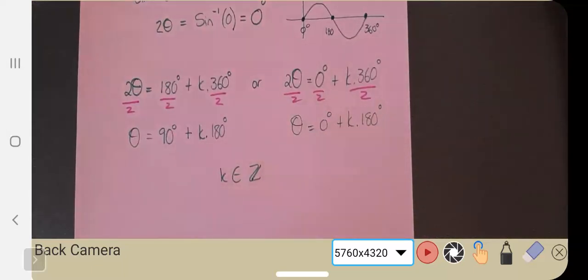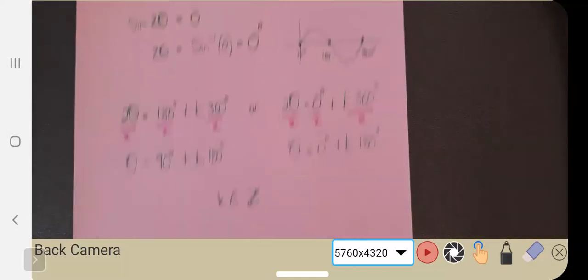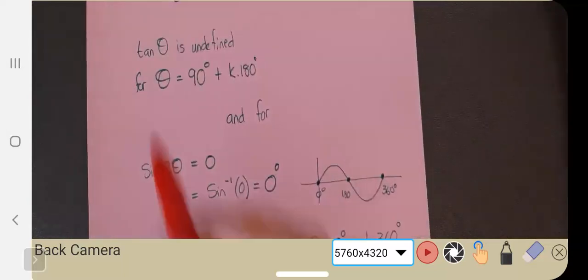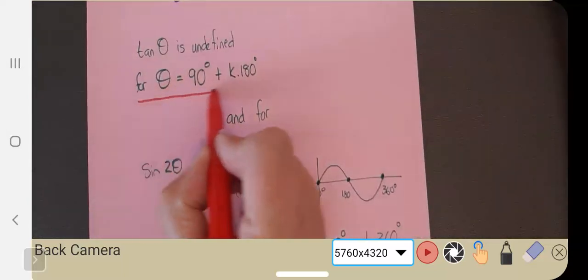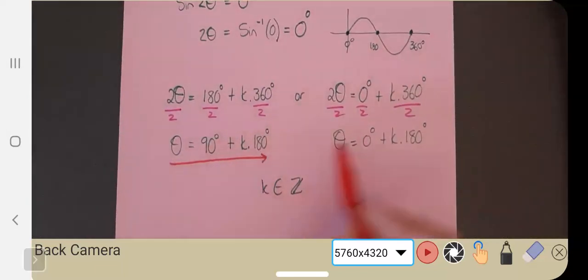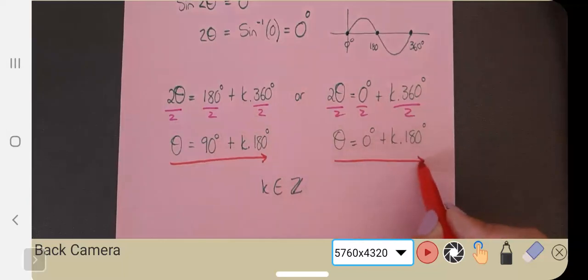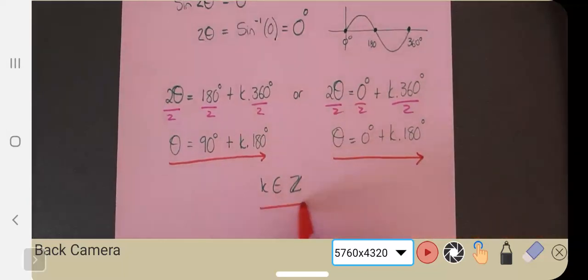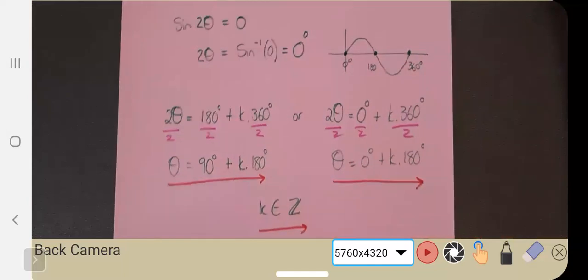Now, for the marker, please indicate where all your answers are. So we concluded that it will be for 90 degrees, again for 90 degrees, and for 0 degrees. And k is an element of Z.